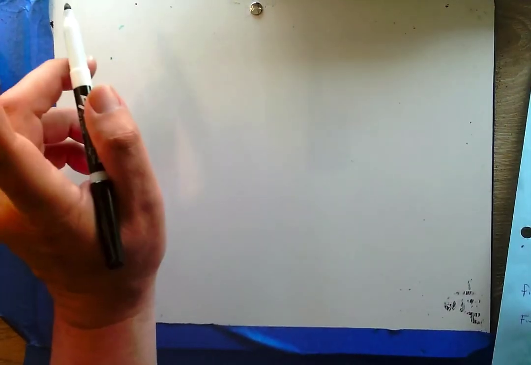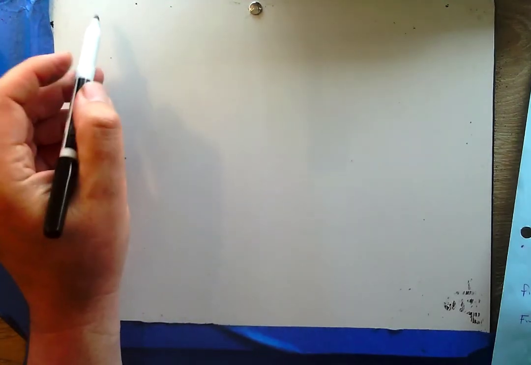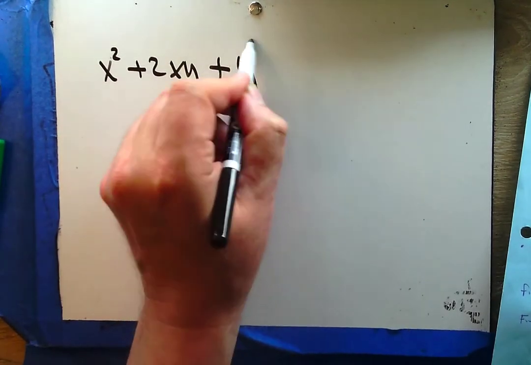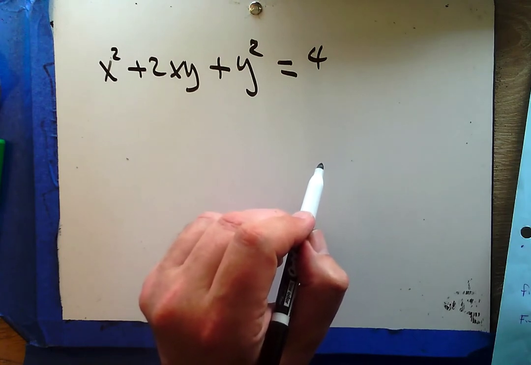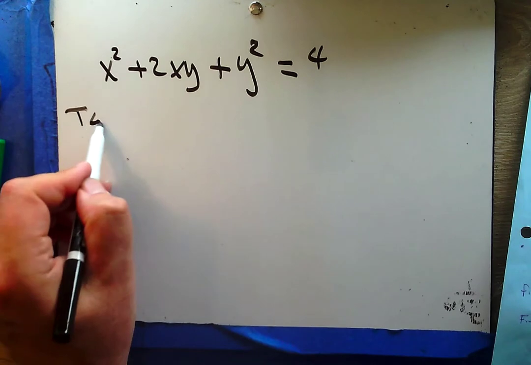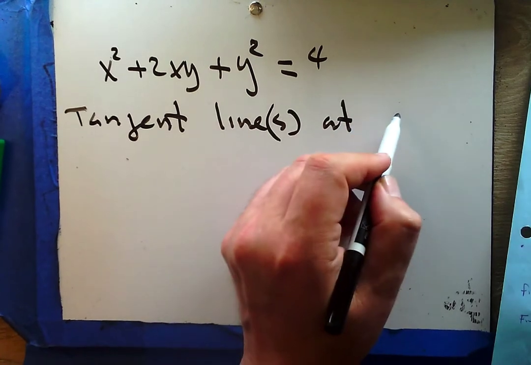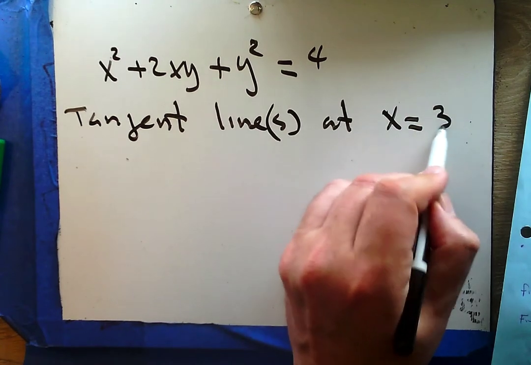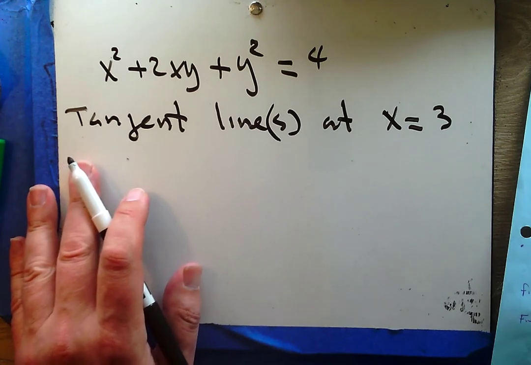All right, now the application problems. This is the way you're often going to experience implicit differentiation on the exam. So x squared plus 2xy plus y squared equals 4. And I would like you to write the tangent at x equals 3. Okay? So I want to write the tangent line at x equals 3.